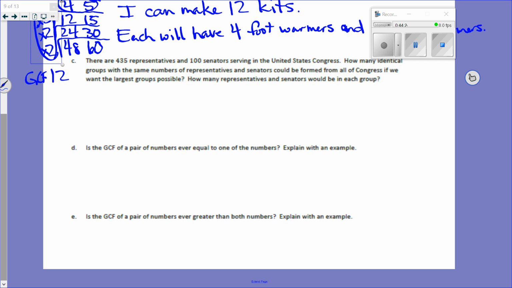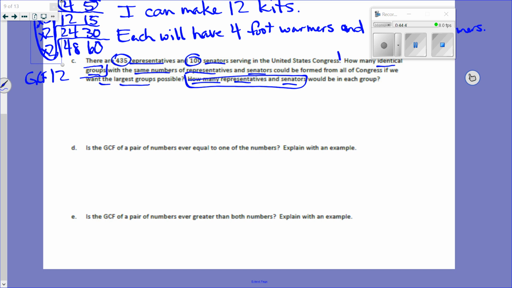Guys, come on now. We have 435 representatives, 100 senators. We're going to do identical groups with the same number of reps and senators in each, and we want the largest group possible. How many reps and senators would be on each? So we've got 2 questions again. I want how many groups can I get, and how many senators and representatives are in each.